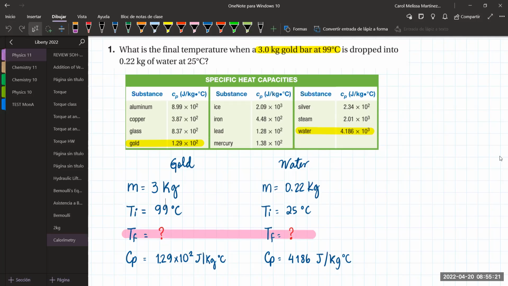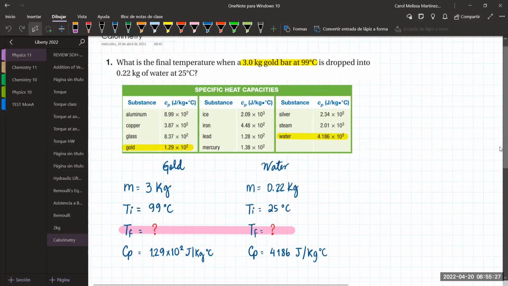What did we say about the final temperature in calorimetry for both substances? It is constant, the same for both objects. Why? Because look at what you have. I'm going to draw it. More or less a gold bar looks like this.